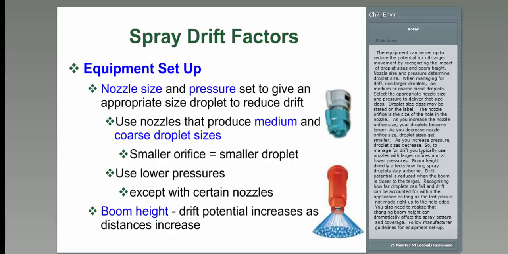Boom height directly affects how long sprayed droplets stay airborne. Drift potential is reduced when the boom is closer to the target.